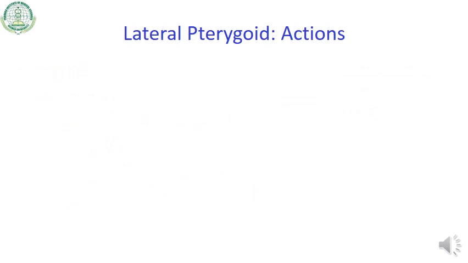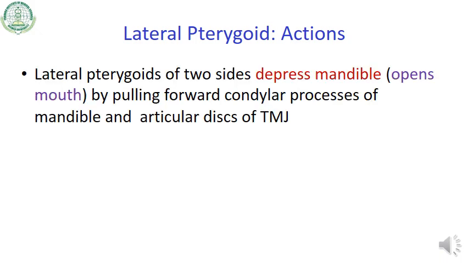Now coming to the actions of lateral pterygoid. This is the important muscle in depression of the mandible. So lateral pterygoid is considered as the only depressor of the temporomandibular joint, and that is how it opens the mouth. It opens the mouth by pulling forward the condylar process of mandible and articular disc of the temporomandibular joint.